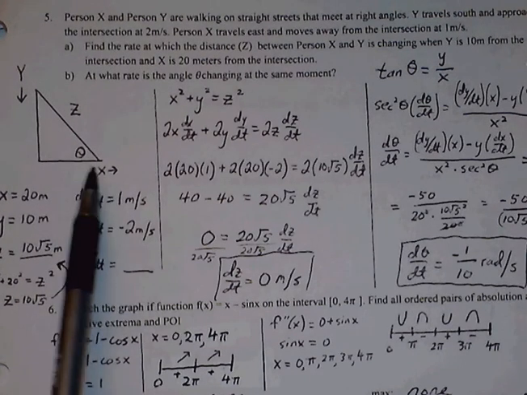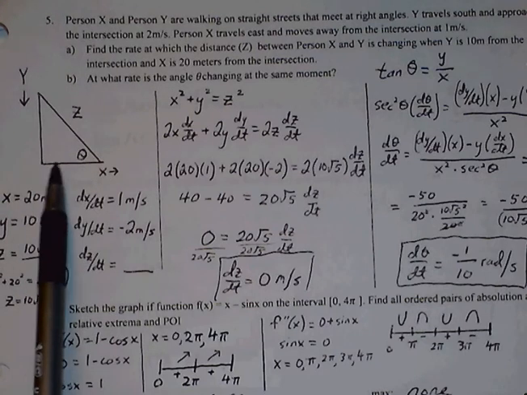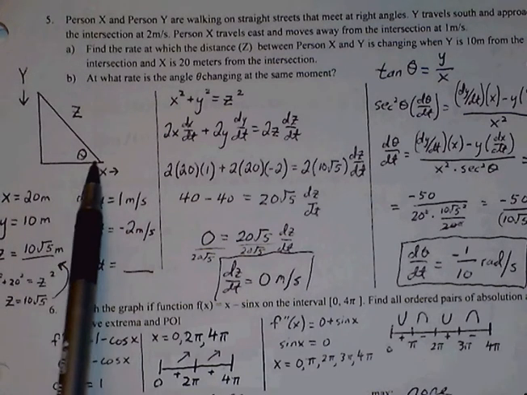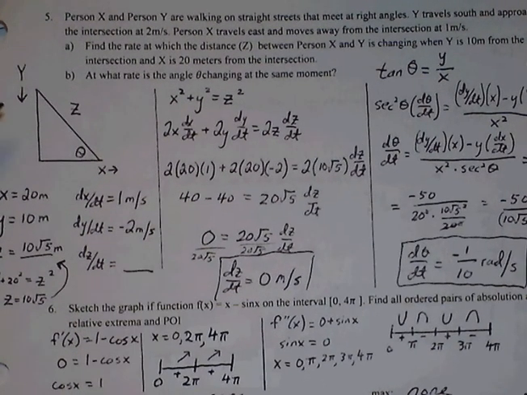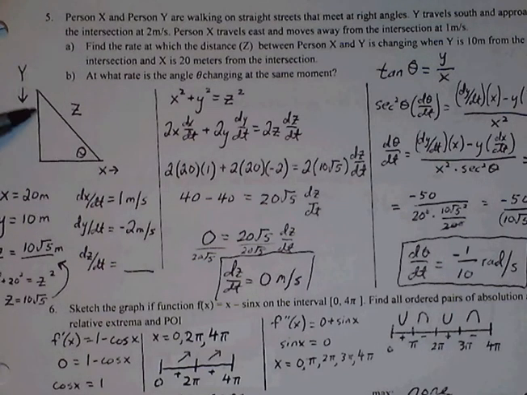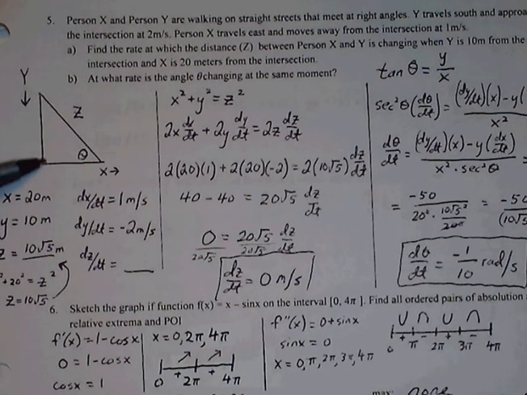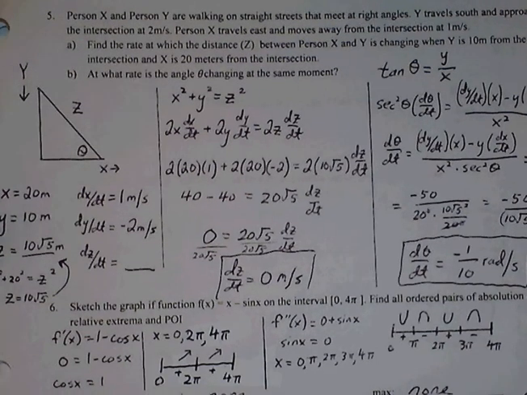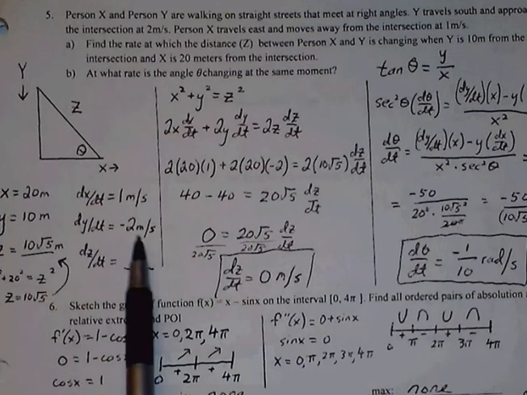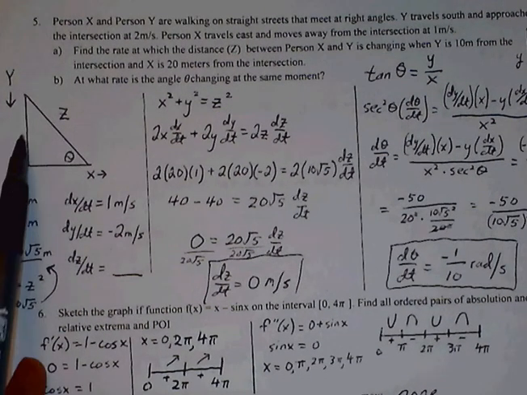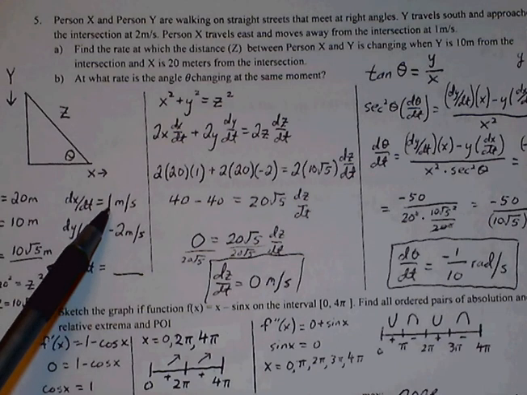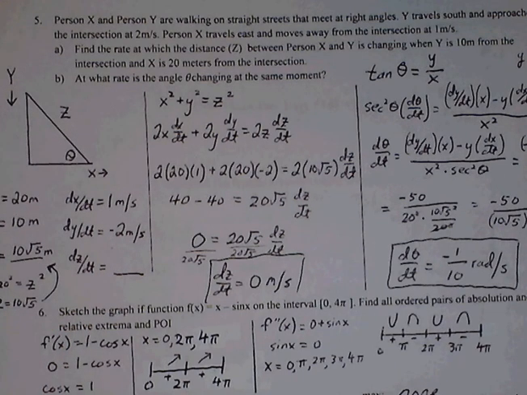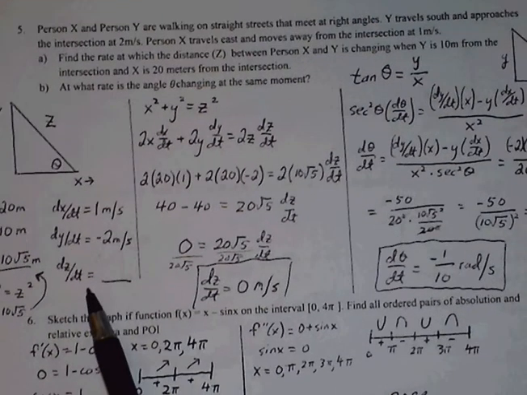Notice that person X is walking away from the intersection, so we know that over time the length of X will be increasing, so we want to leave that as a positive 1 meter per second. Person Y, however, is moving towards the intersection, so over time this vertical distance will be decreasing, so therefore our dy/dt is negative 2 meters per second. Always have to consider whether your value is getting smaller or getting larger. If it's larger, then you want a positive rate of change. If it's getting smaller, then you want a negative rate of change. We don't know dz/dt, so we'll leave that blank.